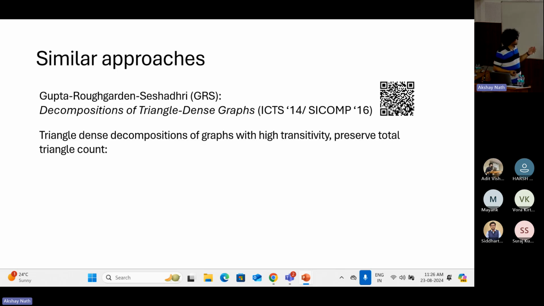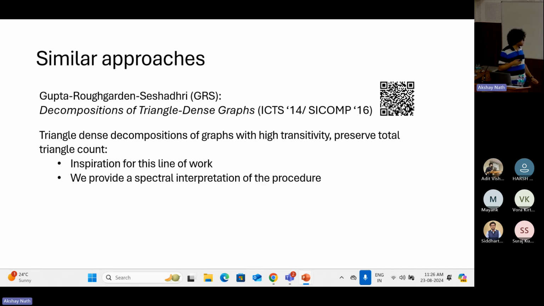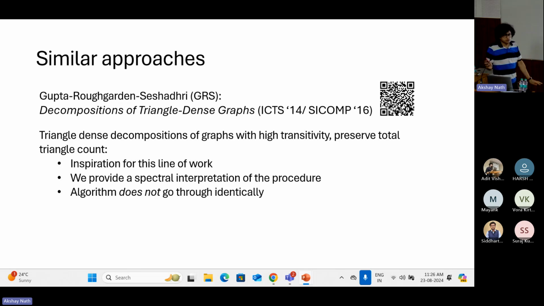So that paper cares about decompositions of similar graphs, but they care about preserving the total triangle count. This is an inspiration, and we provide kind of a spectral interpretation of what they do. But their algorithm fundamentally had a flawed goal. I will show you what that flawed goal is. I will show you how we can get around this. And I'll show you that getting around that flawed goal will actually solve a mathematical issue for us as well. The algorithm does not go through identically, unfortunately, but it kind of solves a lot of issues for us.